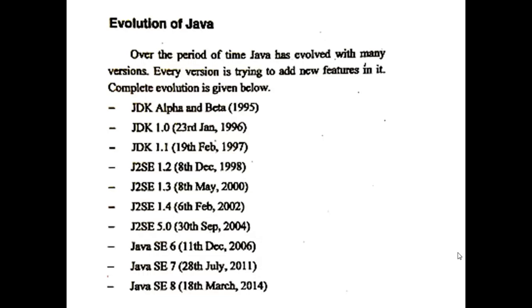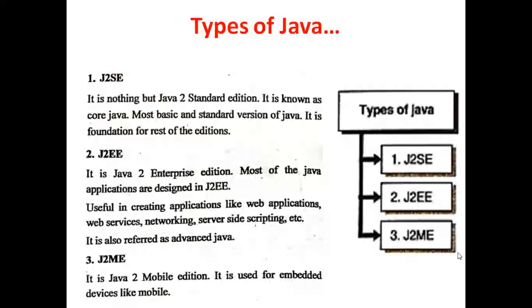We'll see next the types of Java. There are three basic types of Java, that is J2SE, J2EE and J2ME. J2SE is nothing but Java 2 Standard Edition. It is known as core Java, the most basic and standard version of Java. It is the foundation of the rest of the editions. Means J2SE has all the basic features which in the course of time have been developed in other Java types.